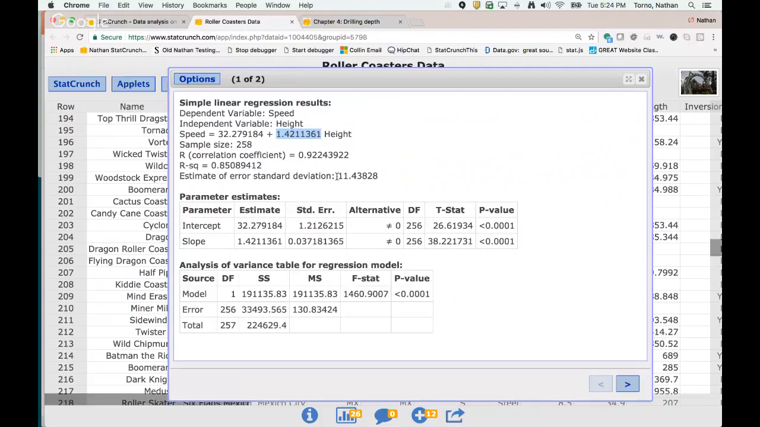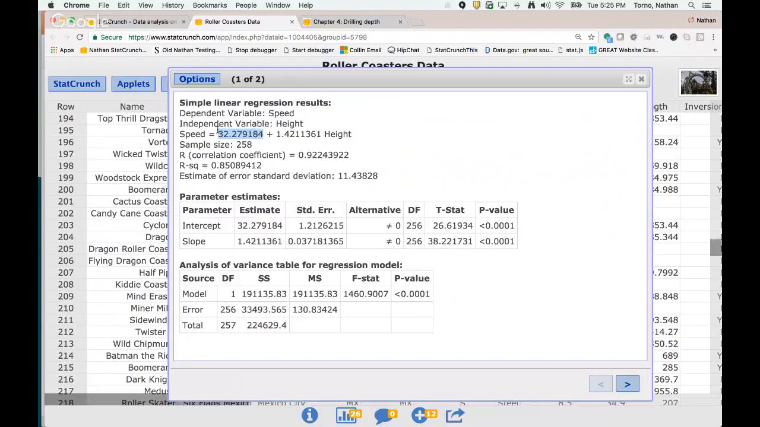Always, slope is the change in x. How does it affect y? So how does the increase in height affect the speed? What this is telling us, for each additional meter you build a roller coaster taller, like for the max height, you're expecting about a 1.4 mile per hour increase in max speed. So for example, if I build a roller coaster 10 meters higher, then I'd expect about a 14 mile per hour increase in max speed. So again, that's pretty relevant if I'm a roller coaster builder. I need to kind of know that.